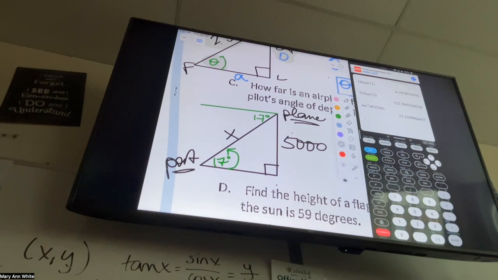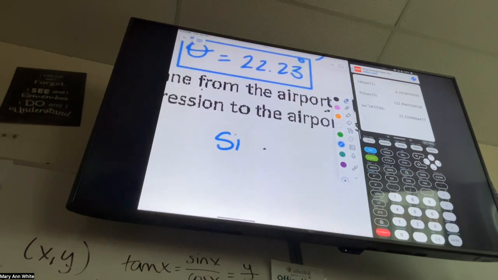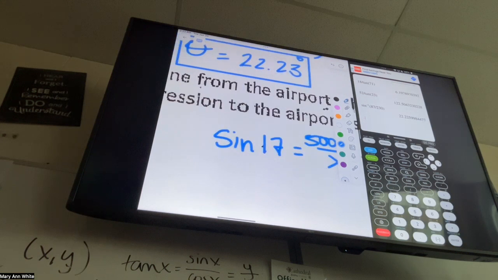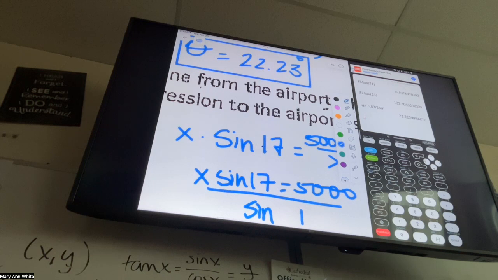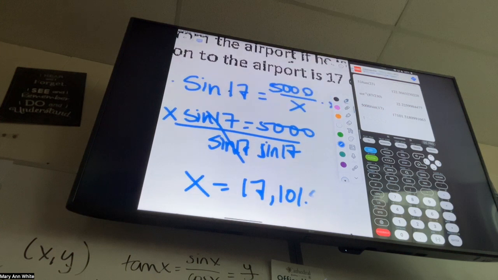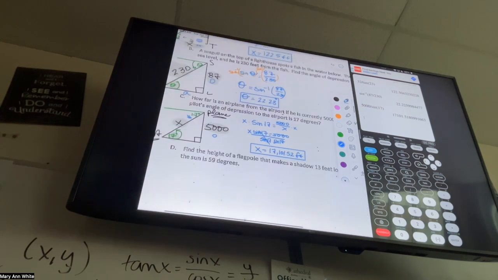Okay. Trig function is what? Sine. Very good. And this one is kind of like the ones we easily plugged in. Sine of 17 equals 5,000 over x. Multiply by x on both sides. And I get 17,101.52 feet. Okay, I want to do one more problem and then we can do that last one next class.